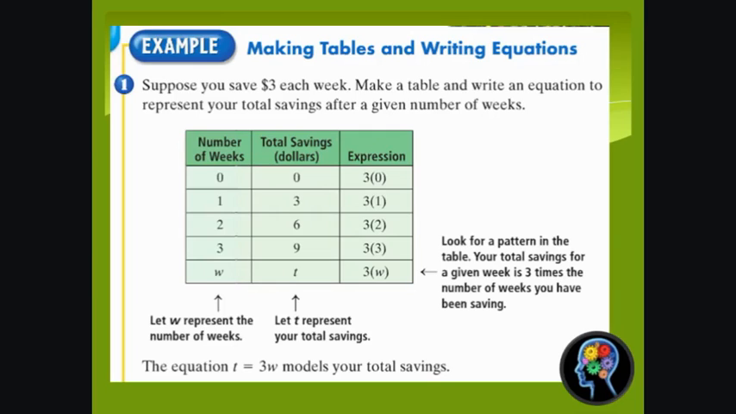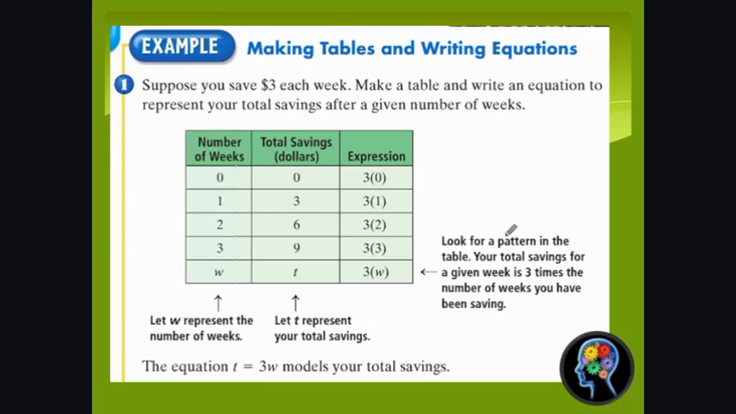In this example of making tables and writing equations, we are having this problem. Suppose you save $3 each week. Make a table and write an equation to represent your total savings after a given number of weeks. So here's the table that we are creating. Our first section is the number of weeks, the total number of dollars saved, and the expression that we're using to represent that information. So we're letting W represent the weeks, that's the variable that we're using, and T is representing the total number of savings.